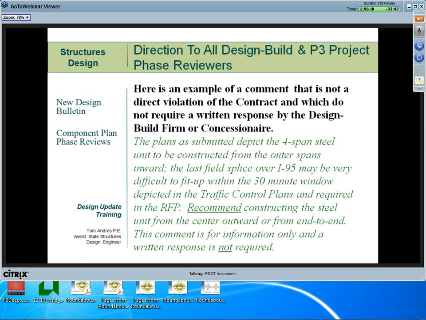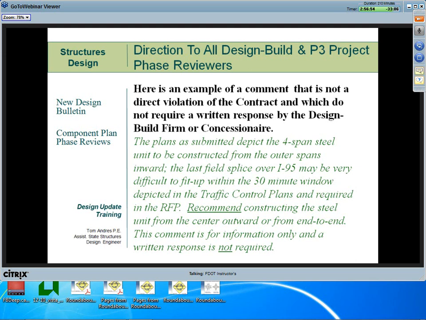Recommend constructing the steel unit from the center outward or from end to end. This comment is for information only and a written response is not required. In this example, the intent of the comment is that the 30-minute maximum I-95 closure window is enforceable per the contract, no matter what action the design build firm takes in response to the comment. The reviewer here is just putting the design build firm on notice.